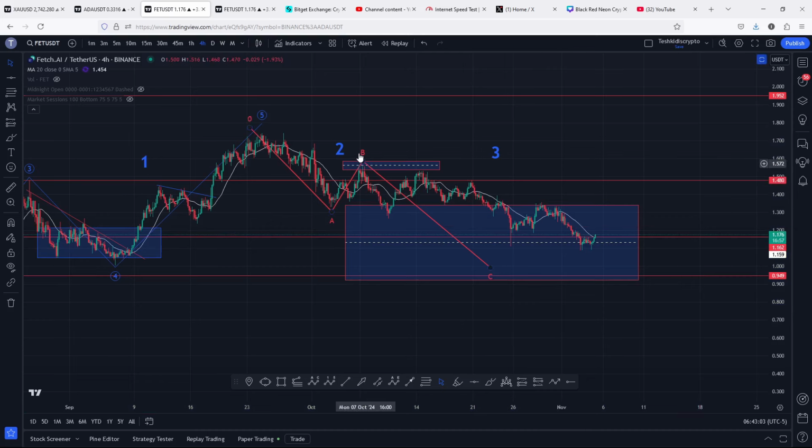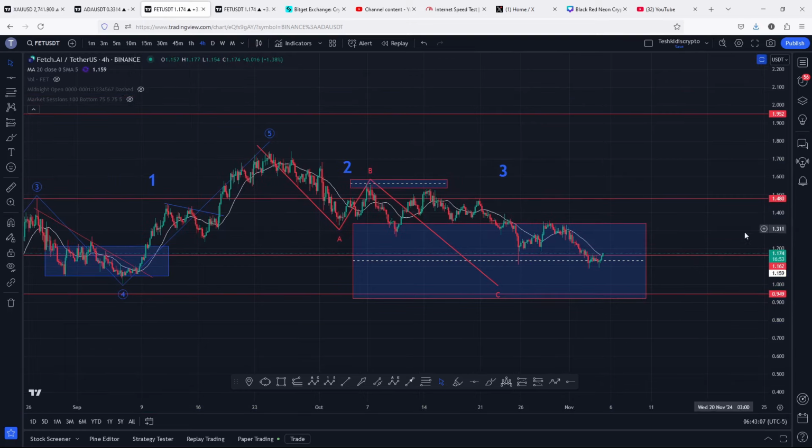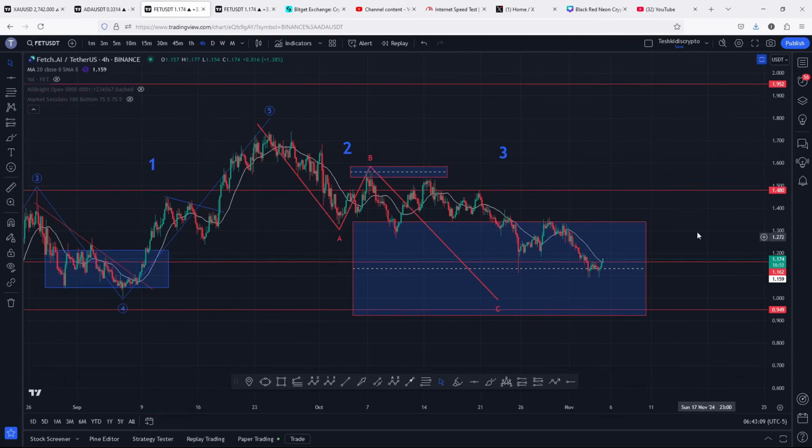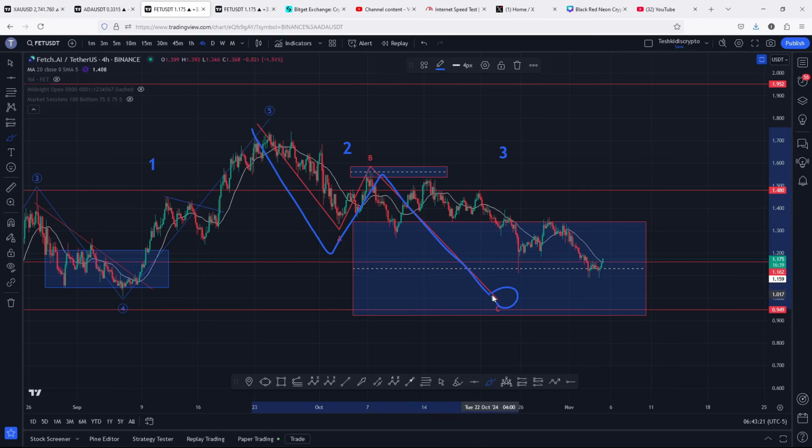And because of the corrective nature in this wave 2, I was expecting to also see an ABC corrective structure play out, where on the charts you can see that we have seen the formation of a wave A, we saw a bounce in a wave B, and finally we saw another breakdown move in a wave C, and there are high chances that this could be the low for this wave C and also the low for this second wave.